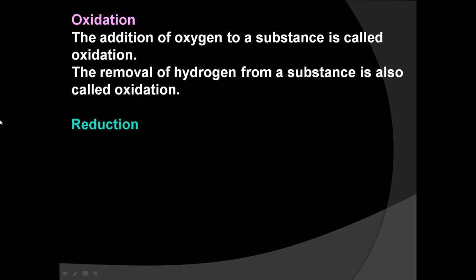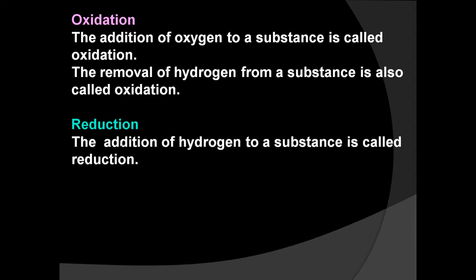The next type of reaction is reduction. So reduction reaction is a reaction in which there is addition of hydrogen and removal of oxygen. This is exactly opposite to one another. Oxidation is addition of oxygen. Reduction is removal of oxygen. Oxidation is removal of hydrogen. Reduction is addition of hydrogen.